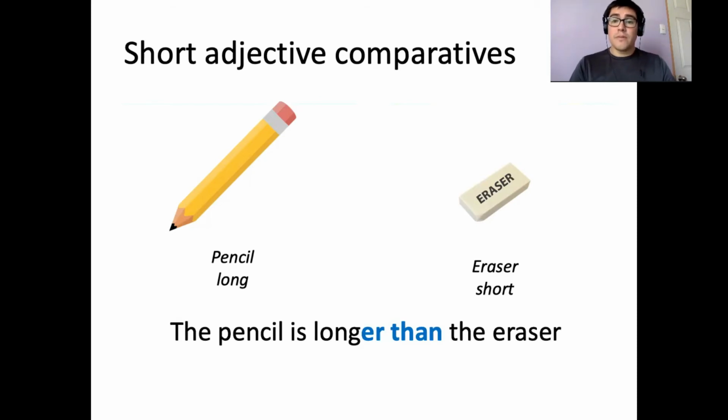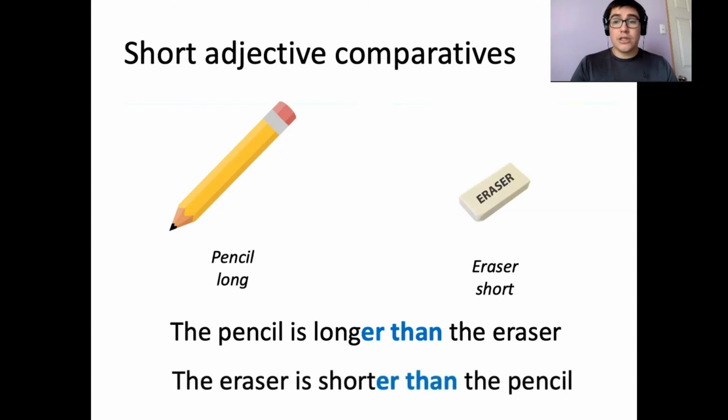So if we want to compare the eraser to the pencil with the word short, we can say something like this. The eraser is shorter than the pencil. To the word short, we add er, shorter. Shorter than, más corto que. The eraser is shorter than the pencil. These are the short adjectives.